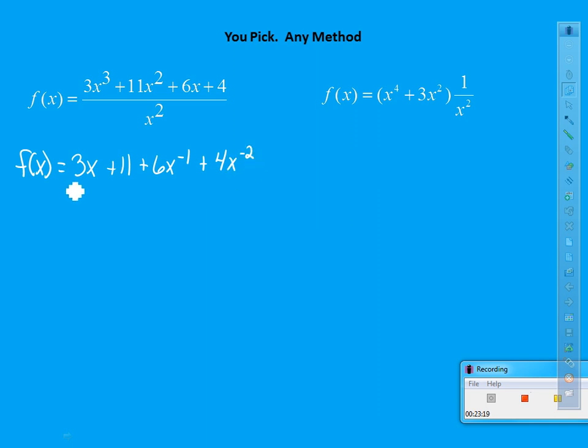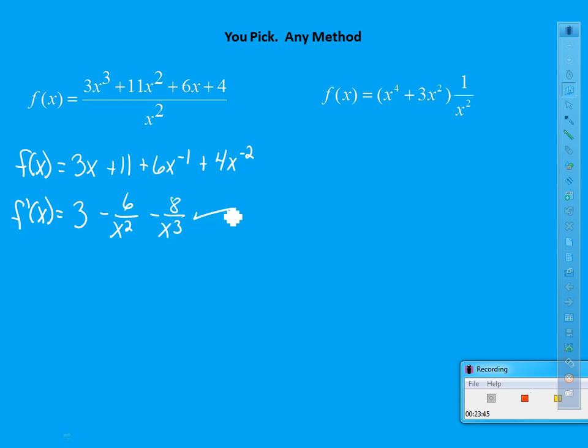Hey, notice I did this. I wrote each and every one of them so I could use the power rule on it. If you recognize that, watch how easy this derivative is. The derivative of 3x is 3. The derivative of 11 is 0. The derivative of 6x to the negative 1 is negative 6 over x squared. The derivative of 4x to the negative 2nd is negative 8 over x cubed.